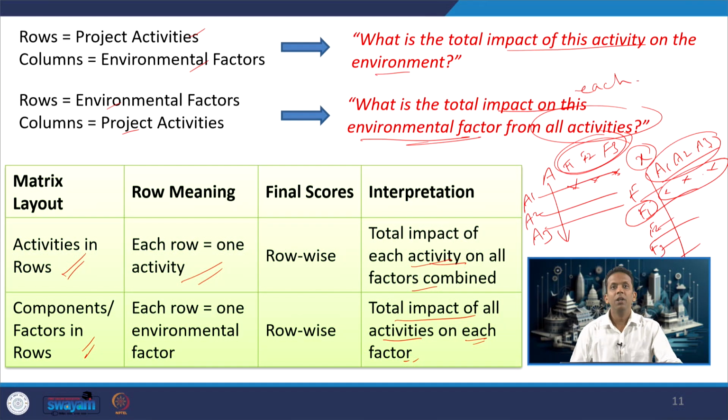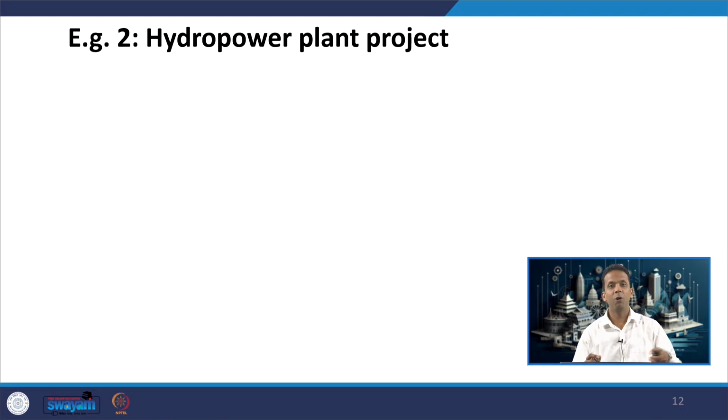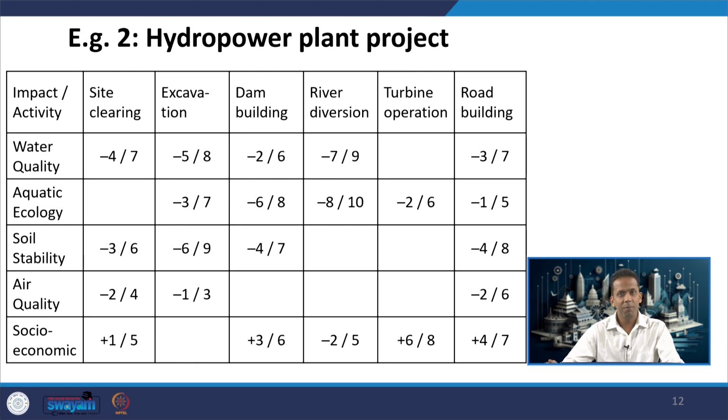Hope that is clear. Continuing with some examples now. Second example, hydropower plant project. Now, there are different activities involved in a hydropower plant project which will have impact on different components of environment: soil, water, air, noise for sure, and because it is for generating power, it may have impact on aquatic life, some human income, society, power, all those things.